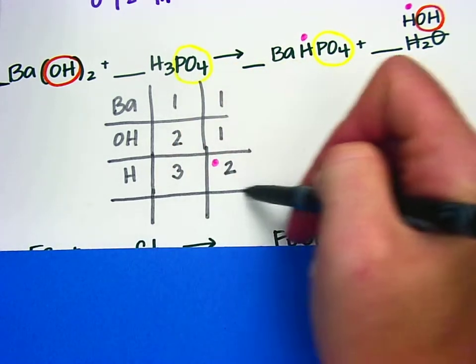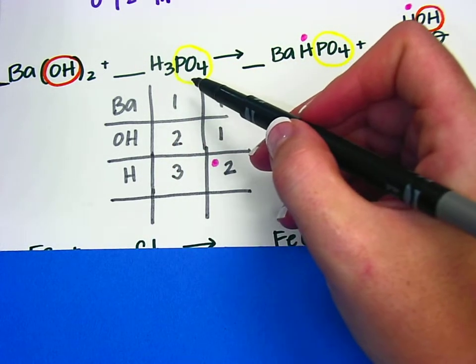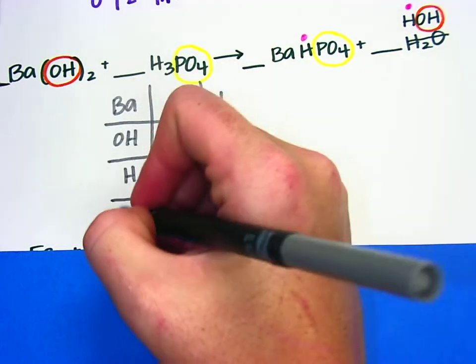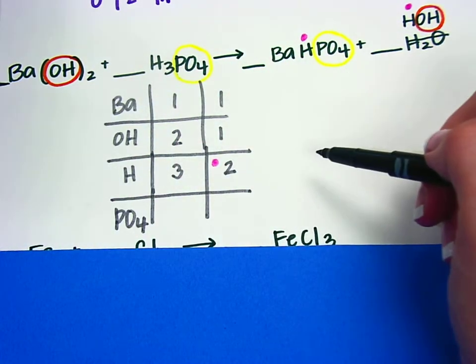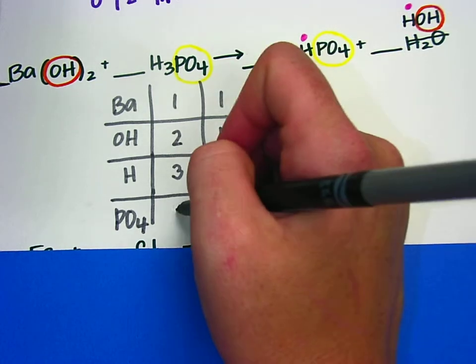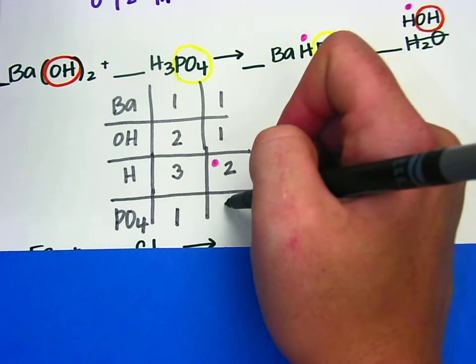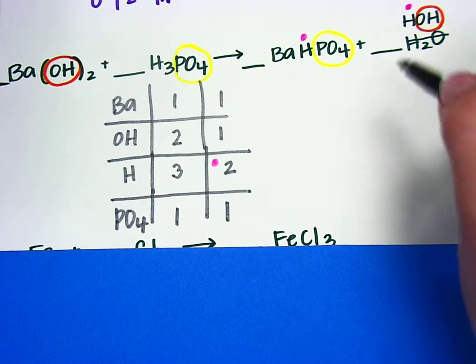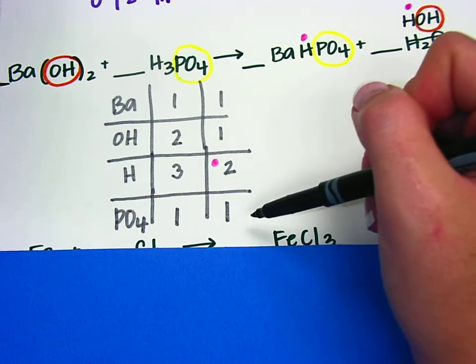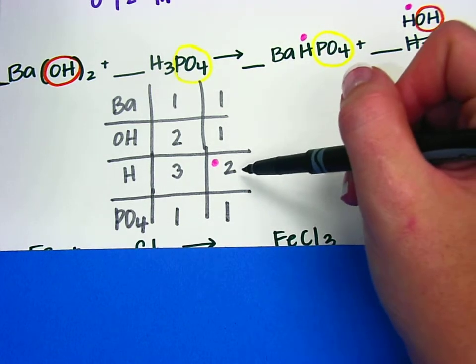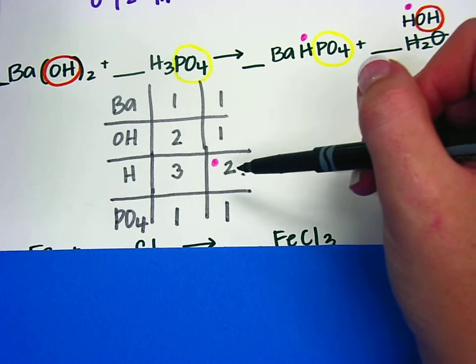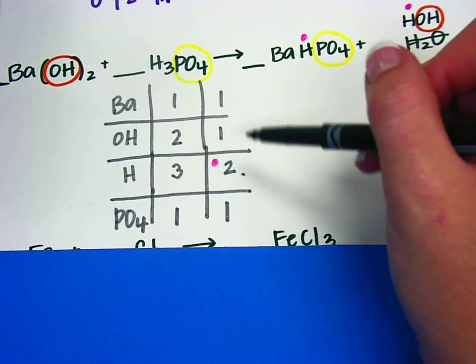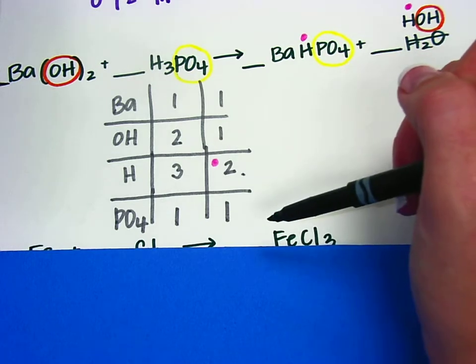And then for my last element, or ion here, I have PO4. And that'll be a PO4 on each side. On the left-hand side I have 1, and on the right-hand side I have 1. I can start balancing with anything I want, but my hints say those split elements to balance last. So I'm going to save hydrogen till the very, very end, which means that I'm going to balance OH next.